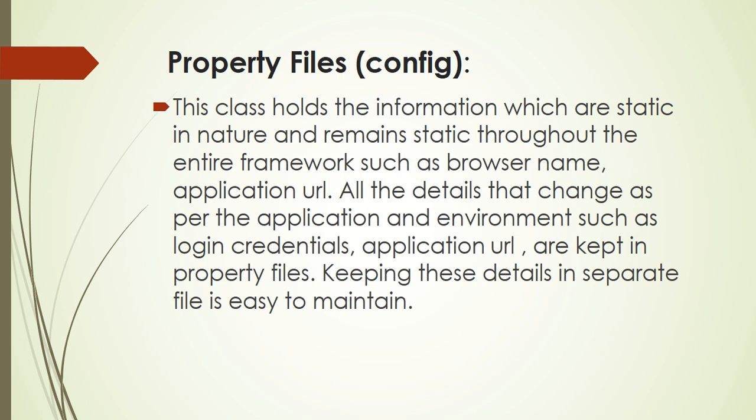Next one is the properties file. This file holds information which is static in nature and remains static throughout the entire framework, such as browser name, username, and password. We can put into the properties file all the details that change per application and environment, such as login credentials and the application URL. We keep these details in a separate file to make them easy to maintain. At any time we can change these values in the properties file, and it applies to all.